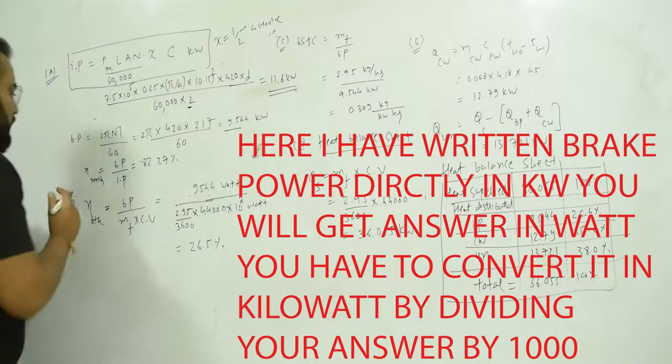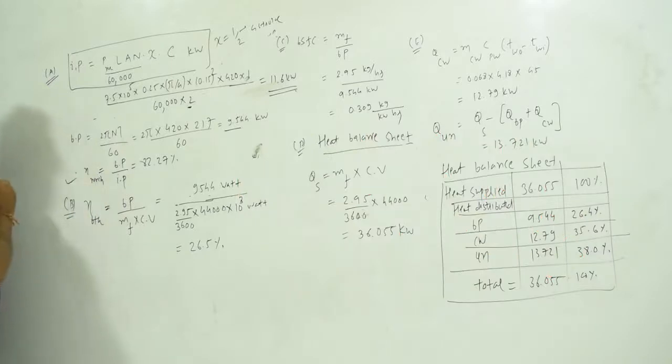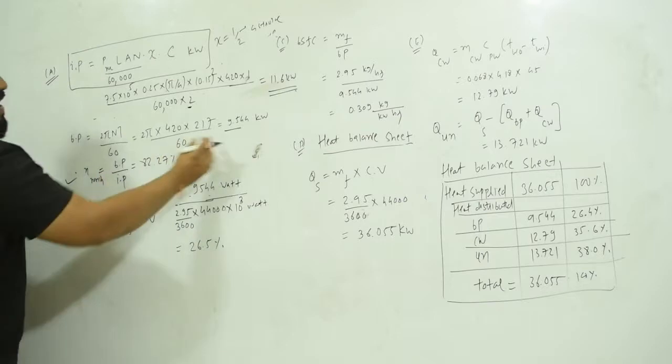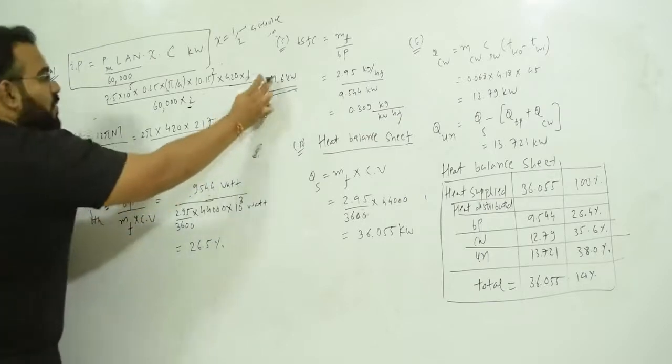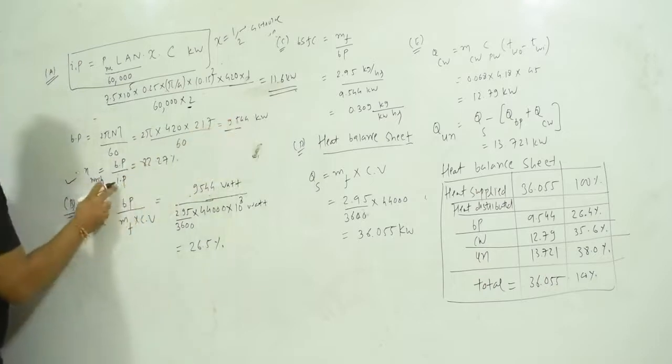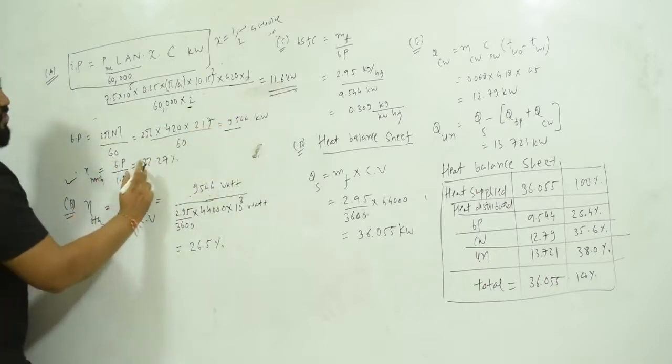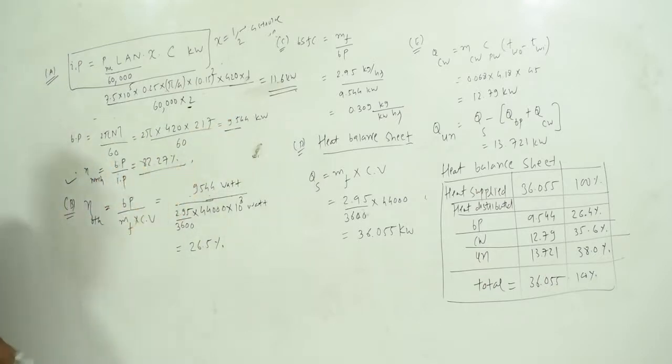Now we have to find mechanical efficiency. What is mechanical efficiency? Brake power upon indicating power. So we have brake power 9.544, and indicating power is 11.6. So 9.544 divided by 11.6 multiplied by 100. So it will be 82.27%.